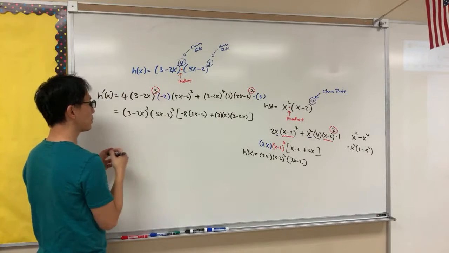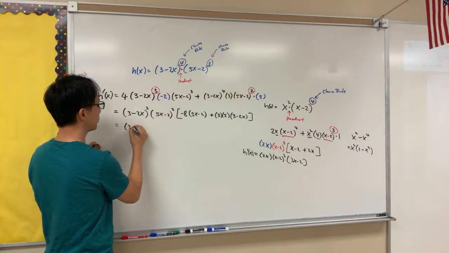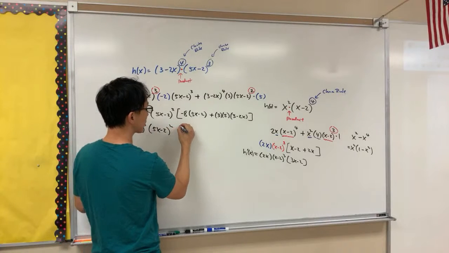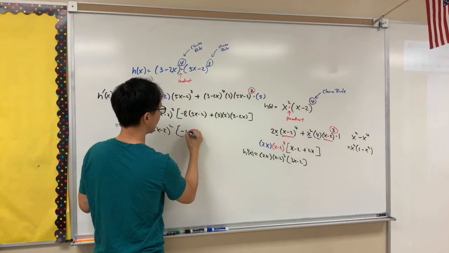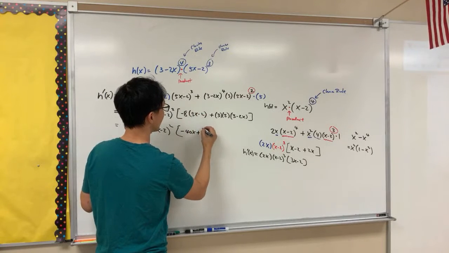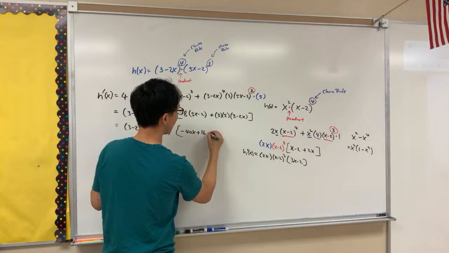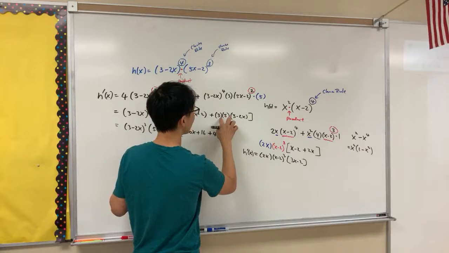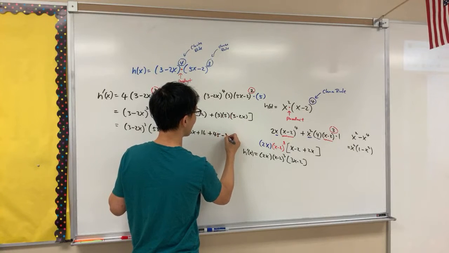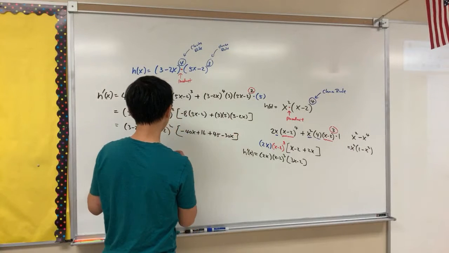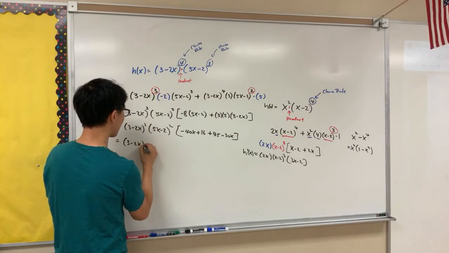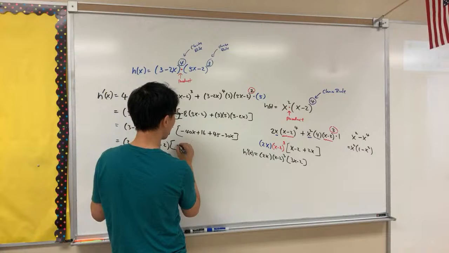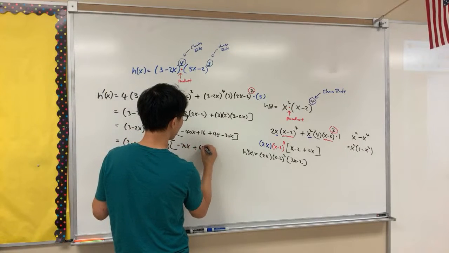And then you get to this point, and now you've got to simplify it. So again, (3 minus 2x) to the third power times (5x minus 2) to the second. This one's going to be negative, so it's negative 40x plus 16. And 15 times 3 is plus 45. 15 times negative 2x is negative 30x. So that's equal to (3 minus 2x) to the third times (5x minus 2), and then the bracket here is going to be negative 70x plus 61.